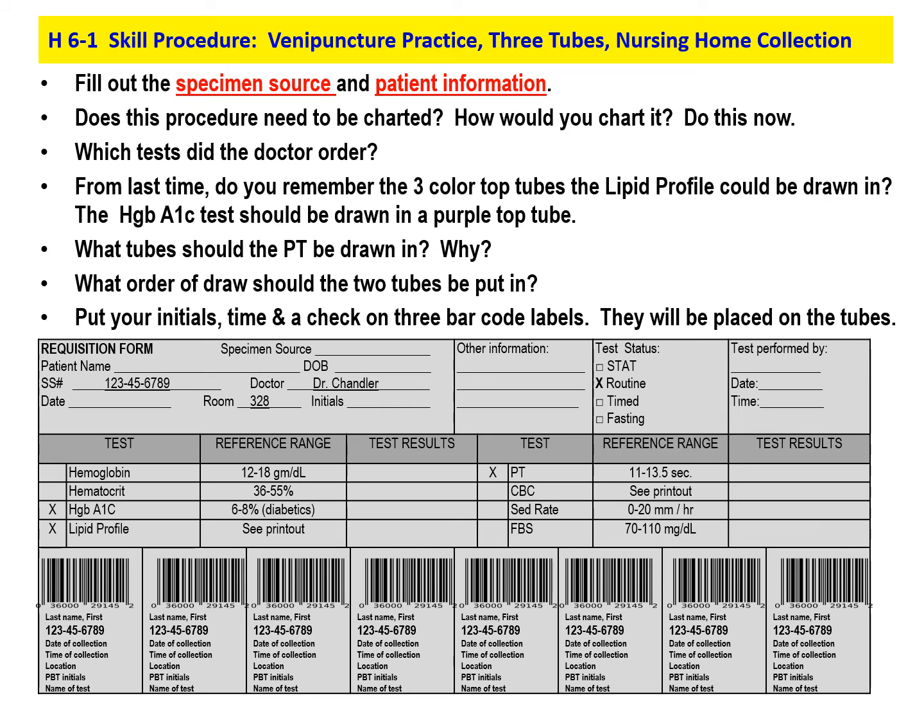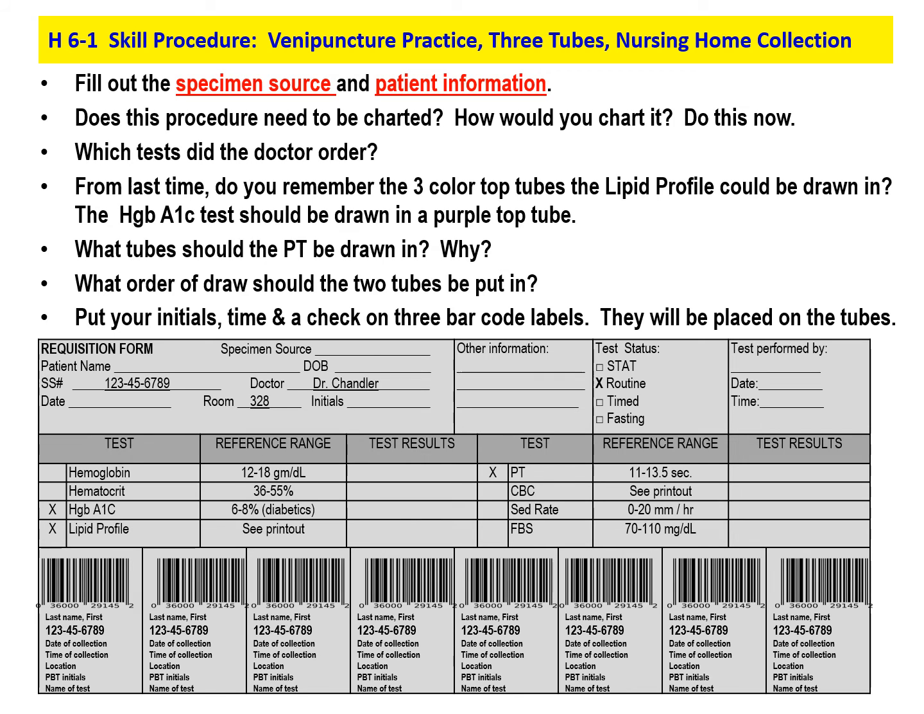Okay, guys, now this is H6-1. This is the skilled procedure that we performed in class on Monday. We did a venipuncture practice, drawing 3 tubes on our arm, right? Make sure that you did all your charting, okay? And that you filled out your patient log, okay? Because we just did a venipuncture. We just drew 3 tubes.